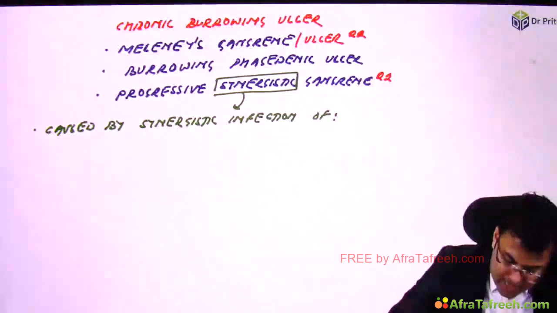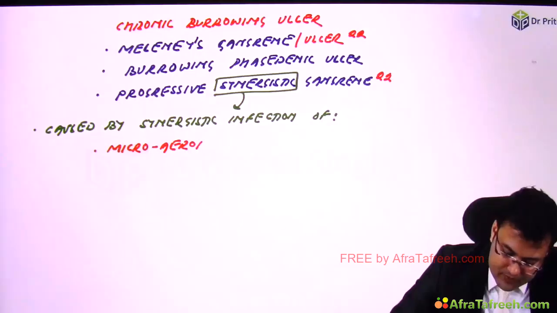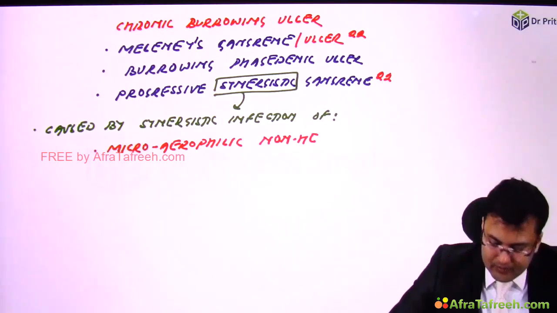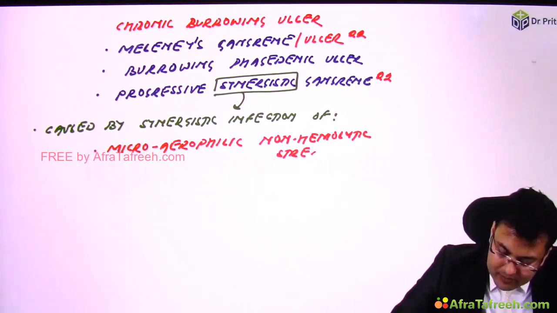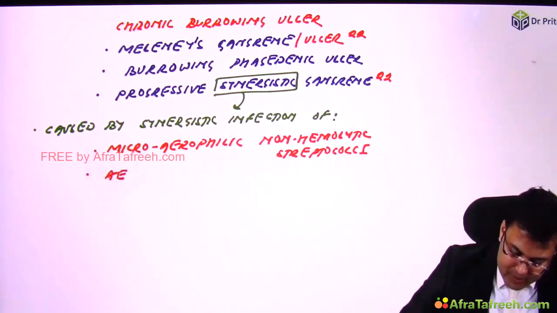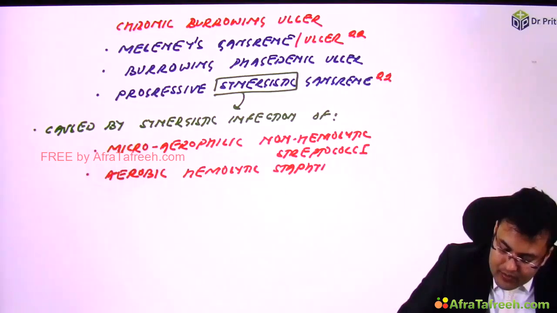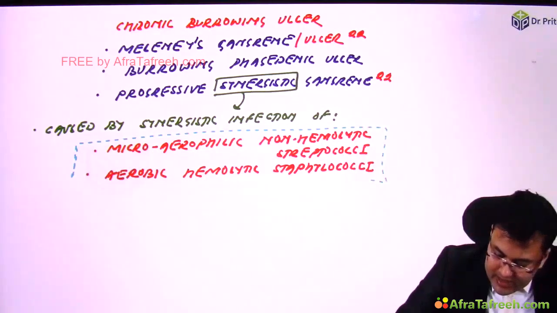So it's the microaerophilic non-hemolytic streptococci. This is one organism, and there is aerobic hemolytic staphylococci. These are the organisms which are asked in exam.